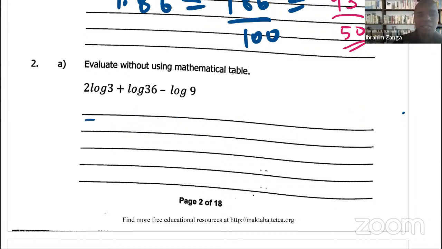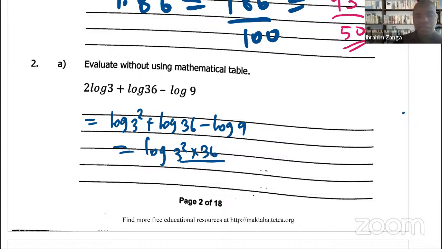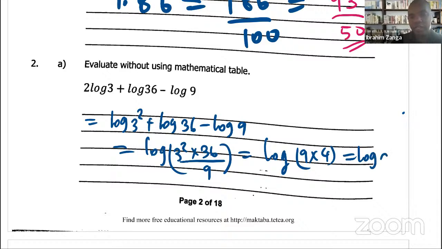And here we go now. So this is going to be log 3 square plus log 36 minus log 9. So now this will be log 3 square times 36 divided by 9. When you divide by 9, you get 4. 4 times 9, 36. So we get actually log of 9 times 4. Eventually, this is log 36, dear students.